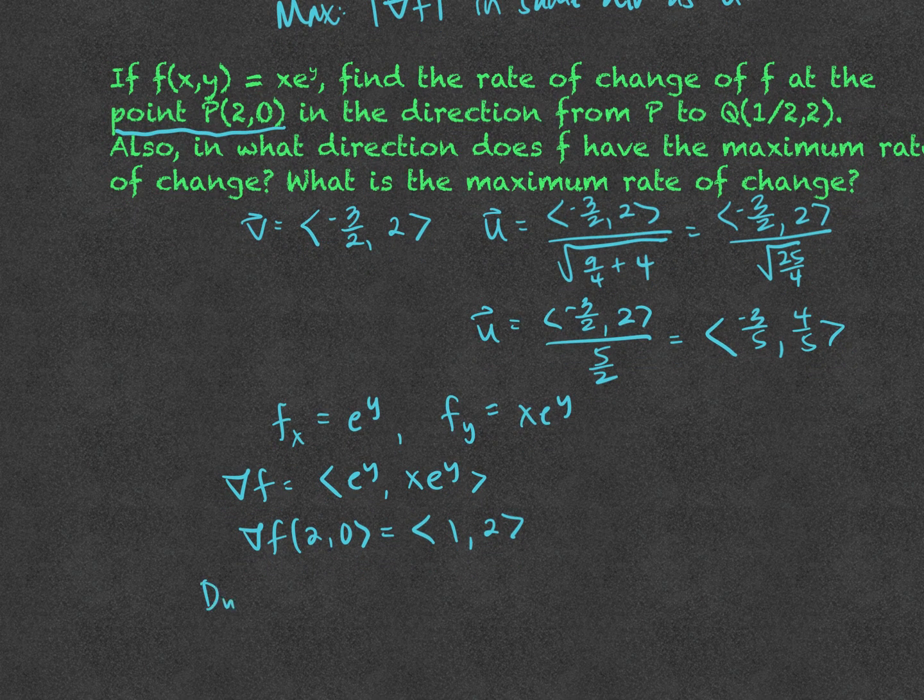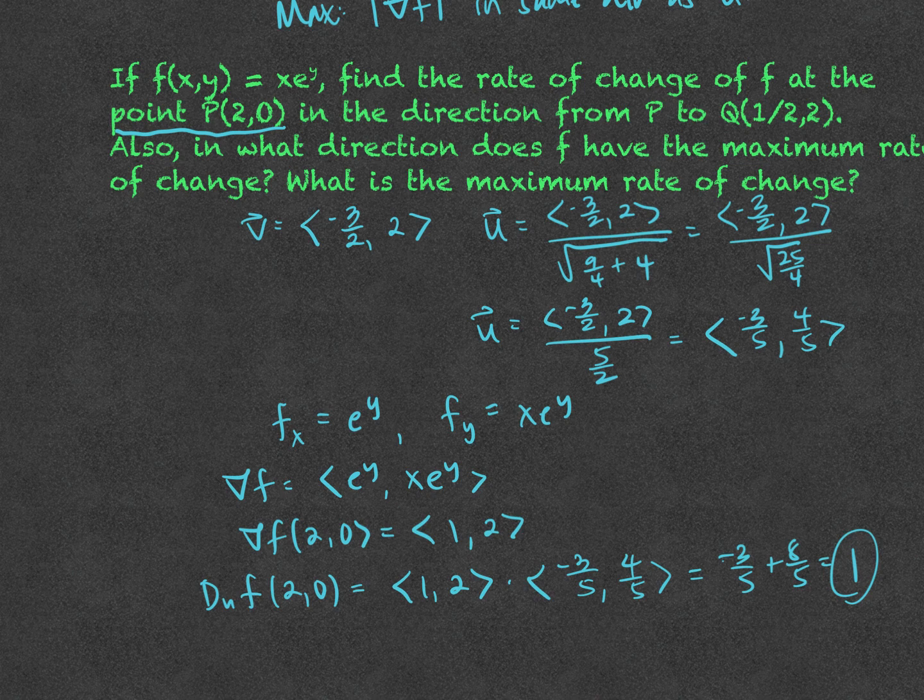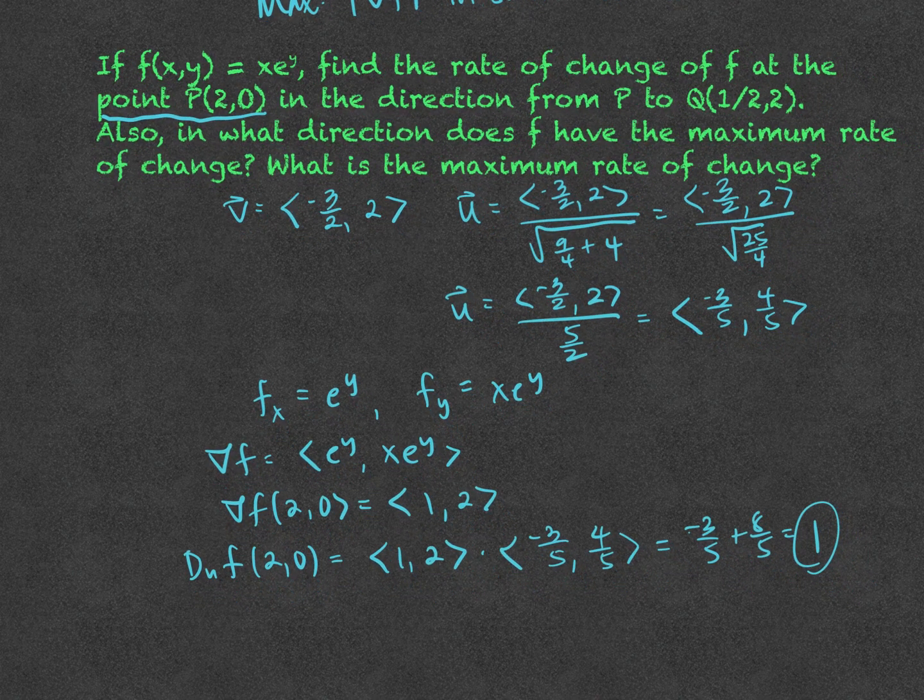Now we need our directional derivative to find the rate of change. So D_u f of 2, 0 is equal to the vector 1, 2 dot product negative 3/5, 4/5. When we multiply these, we get negative 3/5 plus 8/5, which is 5/5, or 1. So our rate of change is 1. That's the first part of the question. And then it says, in what direction does f have a maximum rate of change, and what is the maximum rate of change?